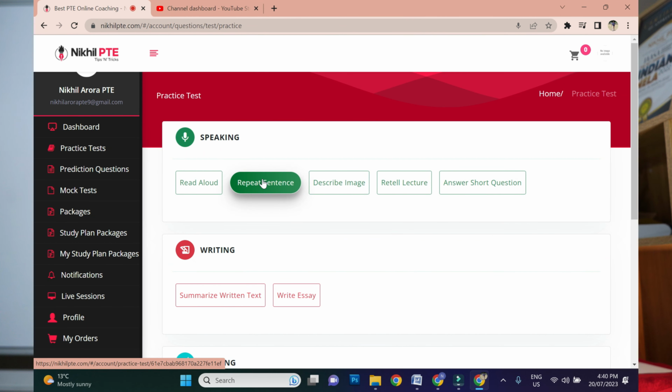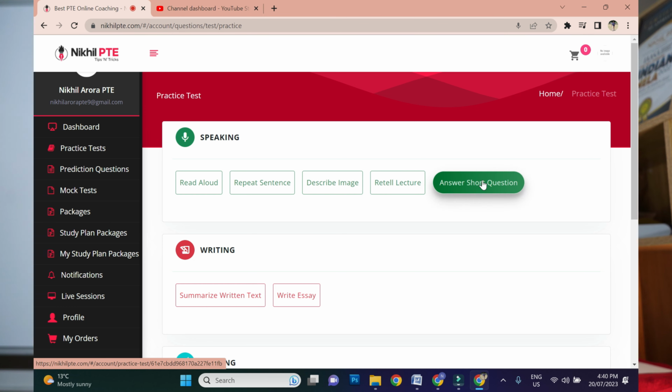In the listening module, we have 8 sub-modules, but I will cover other modules too that include listening scores. Yes, I'm talking about repeat sentences, retell lecture, and answer short questions also.